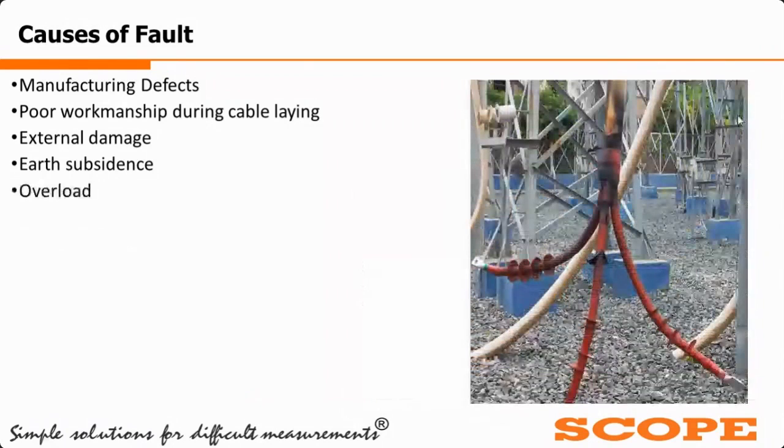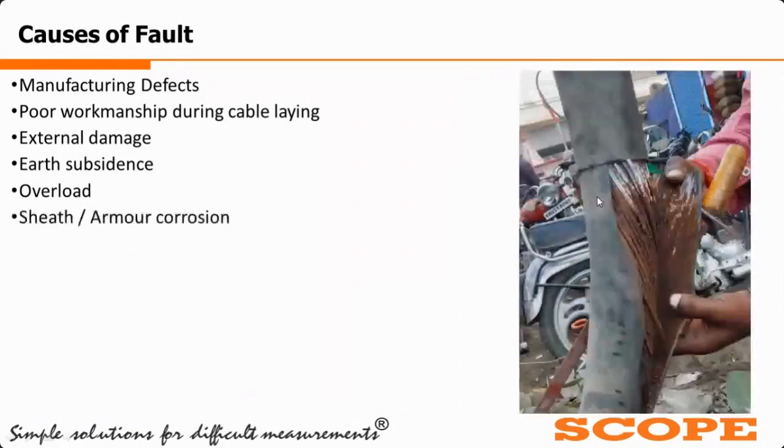Next one is overloading. Here is the picture. You can see that due to overloading at the termination of the cable, the cable is totally burned at that termination. So due to overloading, the cable gets damaged and faults occur in the cable. Next one is sheath or armor corrosion.